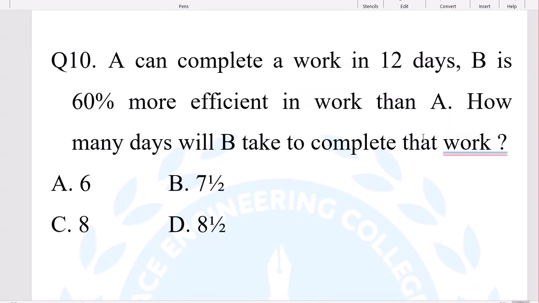10th question. A can complete the work in 12 days. Lot of people worry that time and work means difficult. They can give easy questions also.